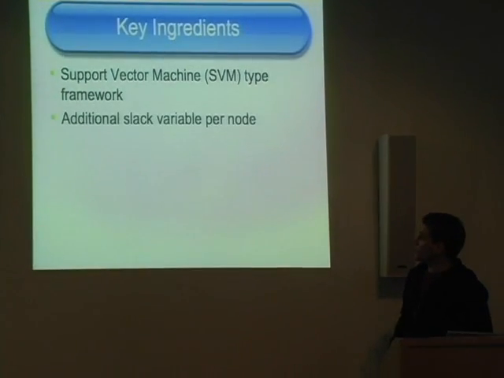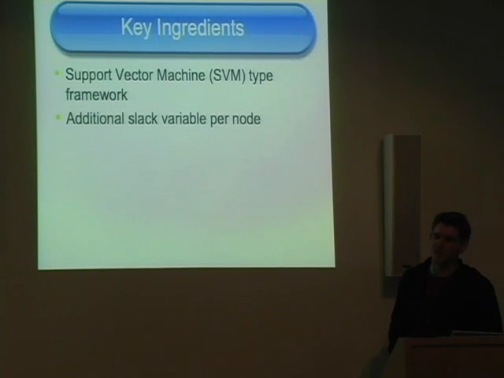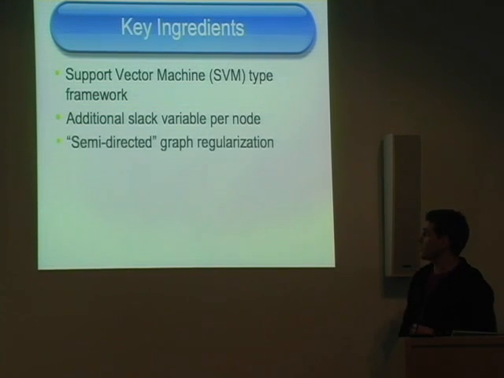So we had to add these slack variables, which I'm going to try to describe later. What is a slack variable? This is a very, very important feature of the algorithm. We use what we're calling semi-directed graph regularization. Graph regularization is a new trick that people have been using in the machine learning world.